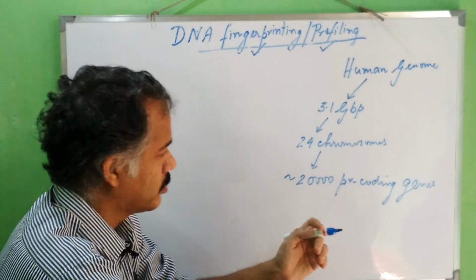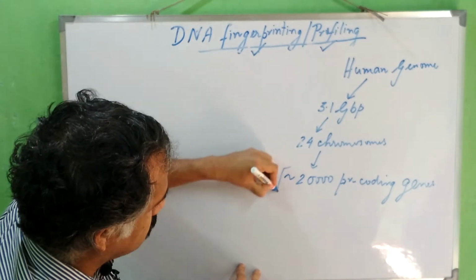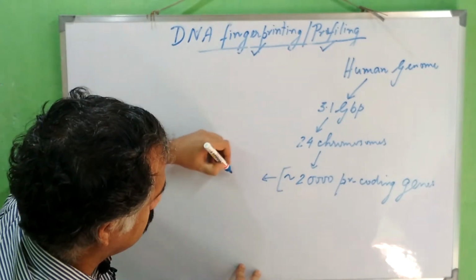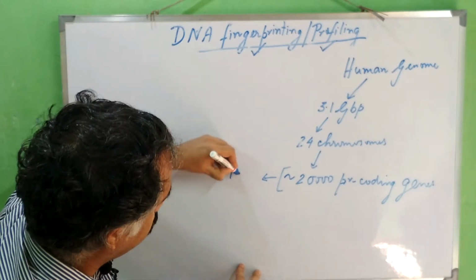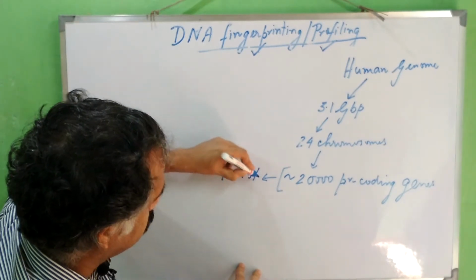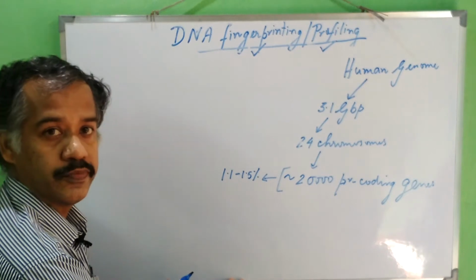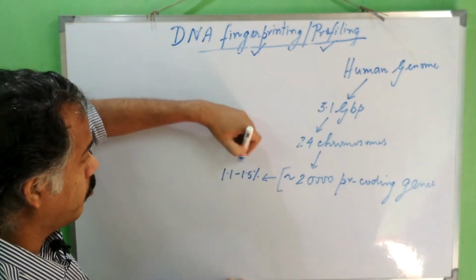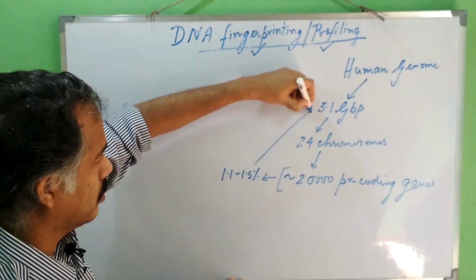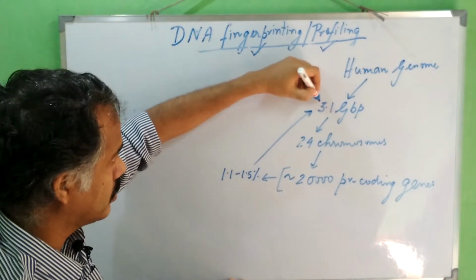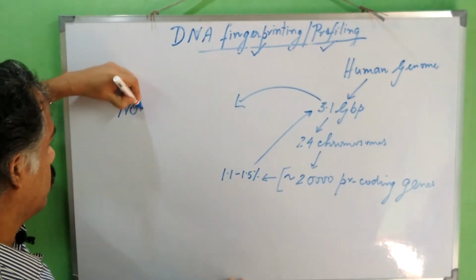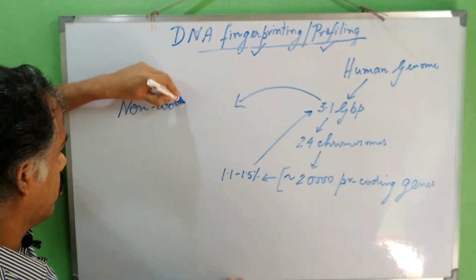What is also very surprising is that this sequence, 20,000 genes approximately, is only 1.1 to 1.5% of the human genome. That means this is only 1.5 maximum of this one. And that means there is a large part of the human genome which is non-coding DNA.